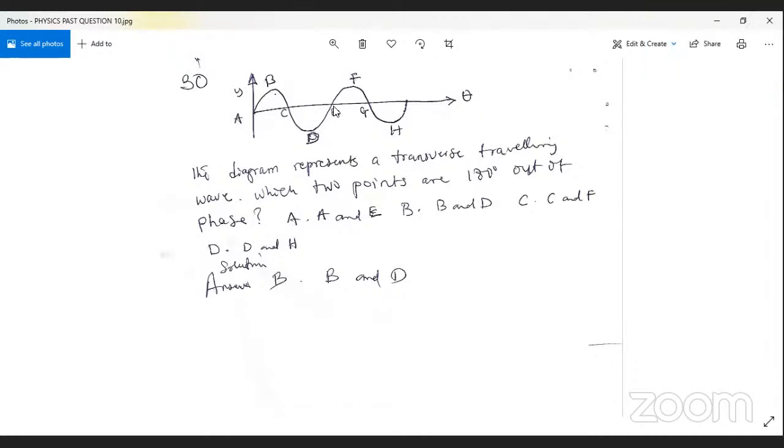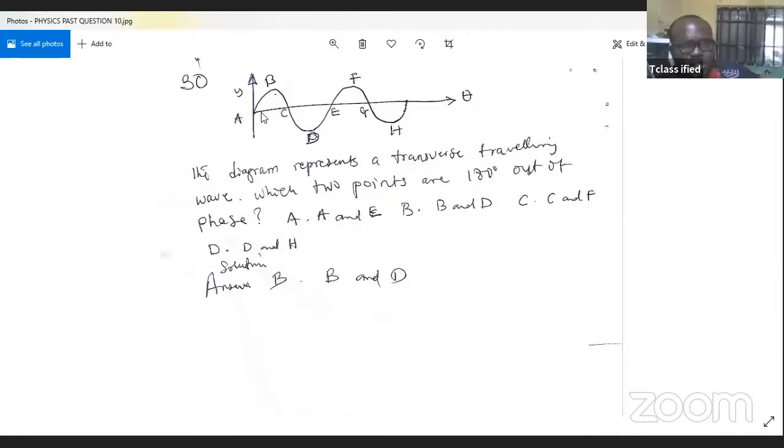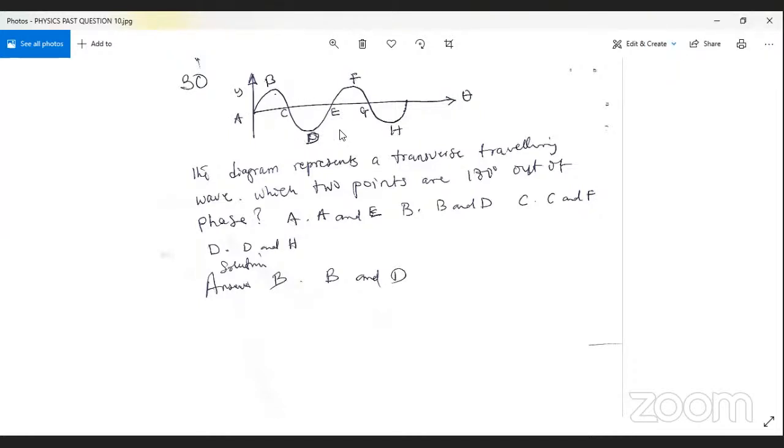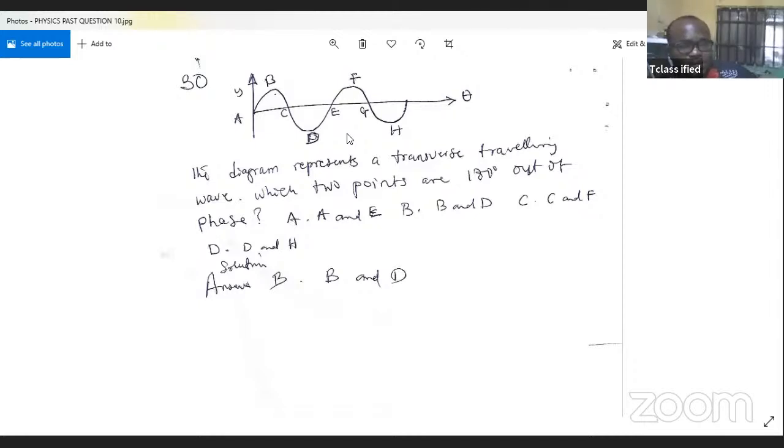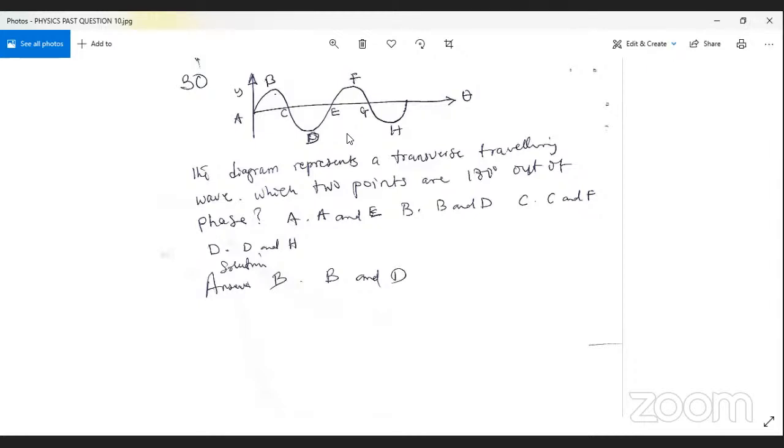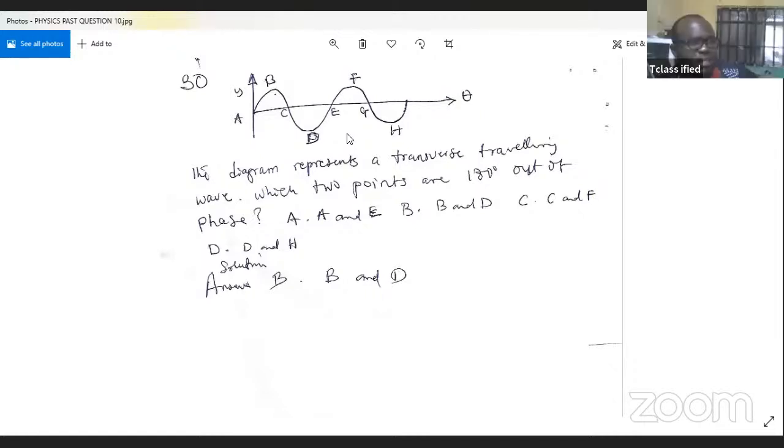Yes, I can see. Good. They are also on similar points on this, just like these ones are on similar points. So why is A and E not the answer? Sir, why is A and E not the answer? That's what I'm explaining to you now. You can see D and E, they are on similar position, just like A and E. If you check the past question, they gave A and E as the answer, but they are wrong.